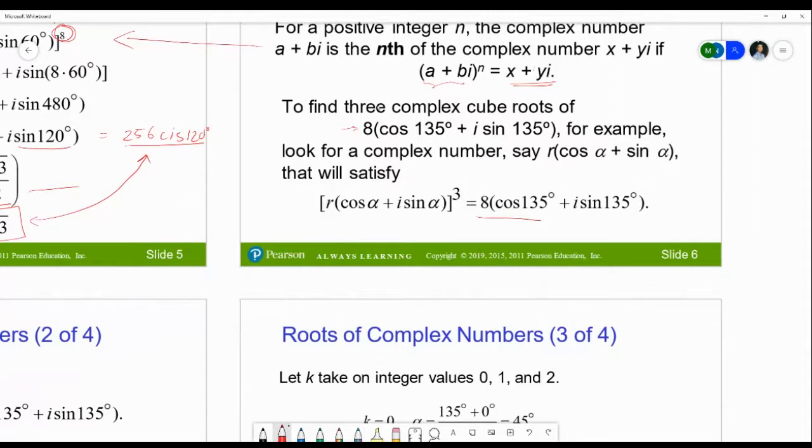No, they asked us to find the cube root. Oh, they asked us. Okay. Yeah, that's a request there.